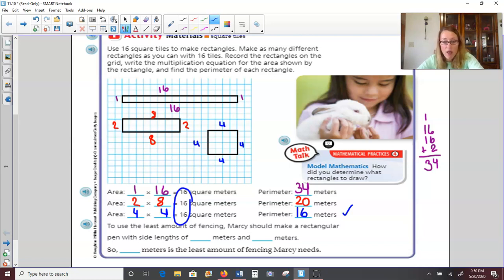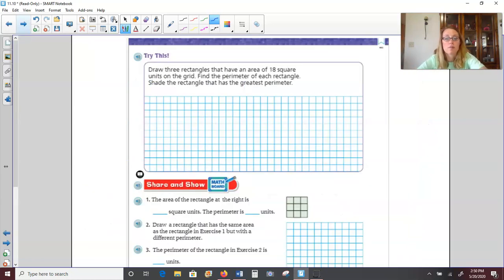All right, so to use the least amount of fencing, Marcy should make a rectangular pen with side lengths of 4 meters and 4 meters. So 16 meters is the least amount of fencing that Marcy needs. Okay? Let's go over to the next page and try this a little bit more, just practicing drawing shapes that have the same area but different perimeters.